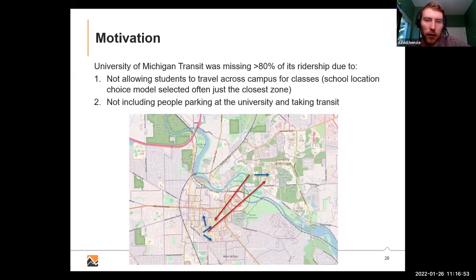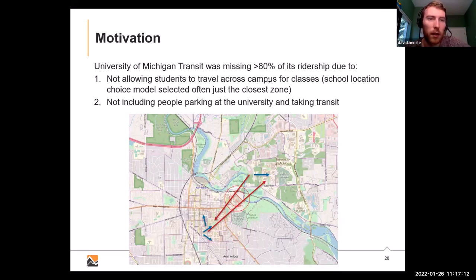As Joel said, and Jalen mentioned, University of Michigan Transit accounts for roughly a quarter or a fifth of the entire transit in the SEMCOG region. So getting this was very important. And when we first stood up the phase 1 model, we saw that we were missing roughly 80% of the ridership. There's a couple reasons for this.